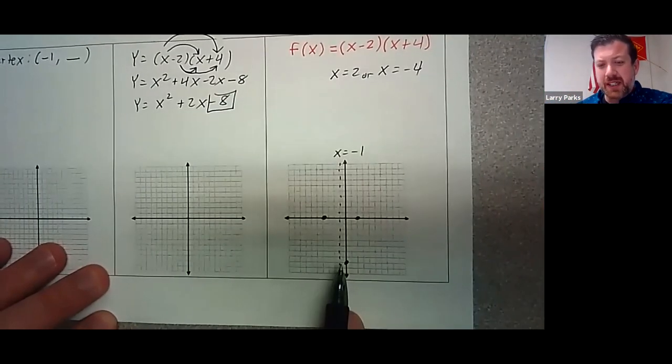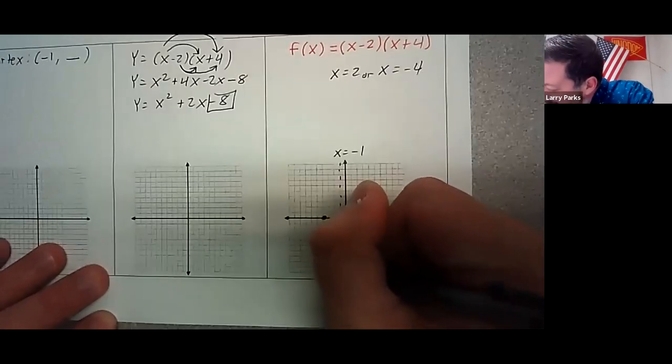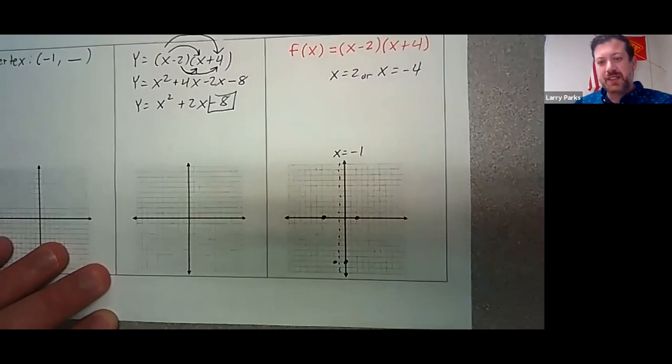Kind of cool because this is symmetry. I could also tell you that the other point is going to be right here. Because if it's 1 over there, it's going to be 1 over there. So I'm going to go ahead and plot that point too. That's what's nice about symmetry.